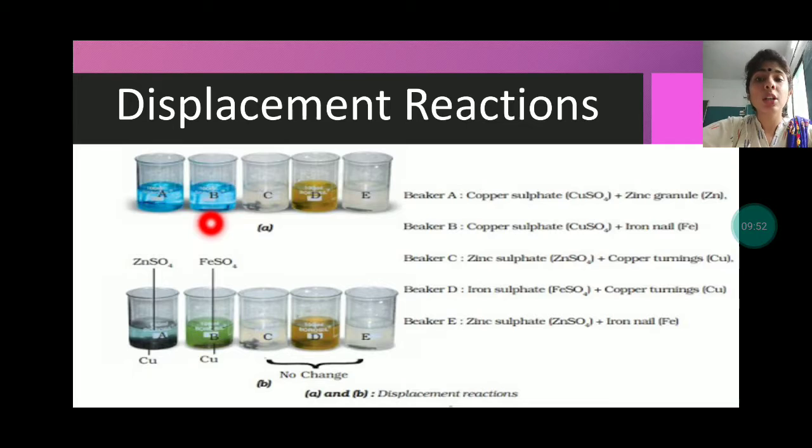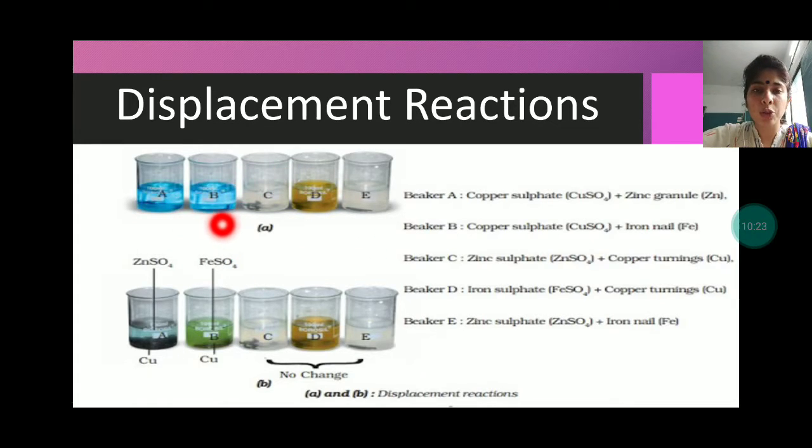Due to the copper, the blue color comes in this solution. Here zinc sulfate is there, here iron sulfate is there, and here the zinc sulfate solution is there. And this iron sulfate solution is of a yellowish color. Why? Because iron gives this color to the solution. Now let us see how this displacement reaction has occurred.